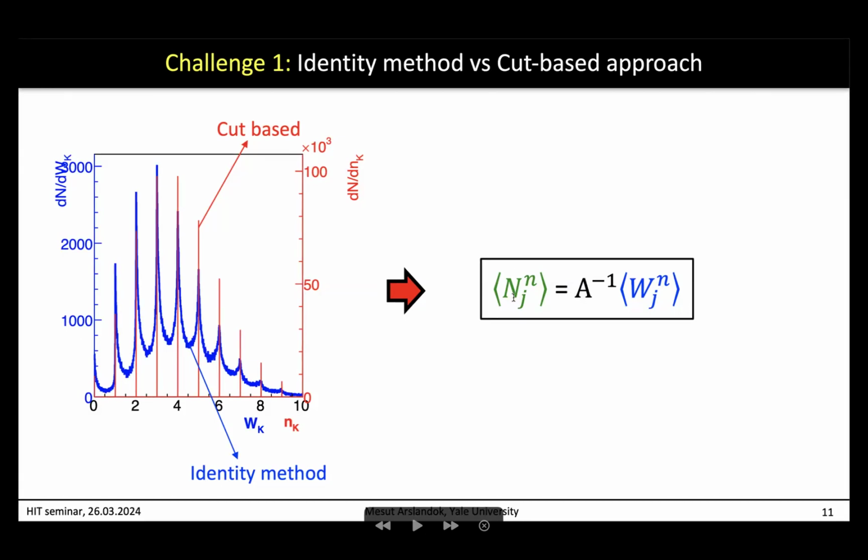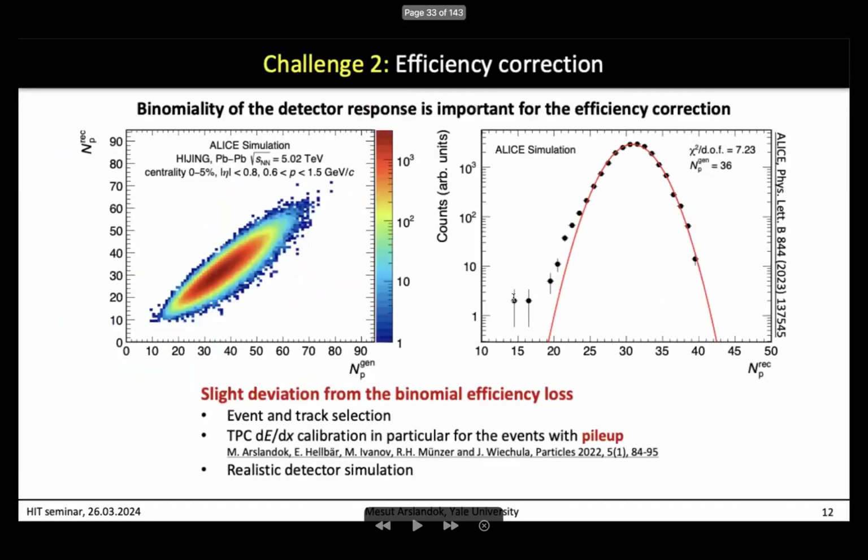But as I said, in any case, you have some loss of particles. And then you have to correct for this effect. So this is the challenge number two. What it means is that, for example, you can run an event generator like HIJING, and then you produce some number of particles, and you look at the generated number of protons as a function of the reconstructed number of protons. And as you see, there is this correlation.